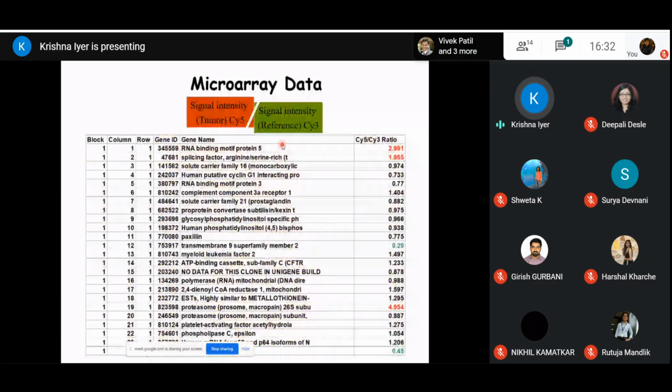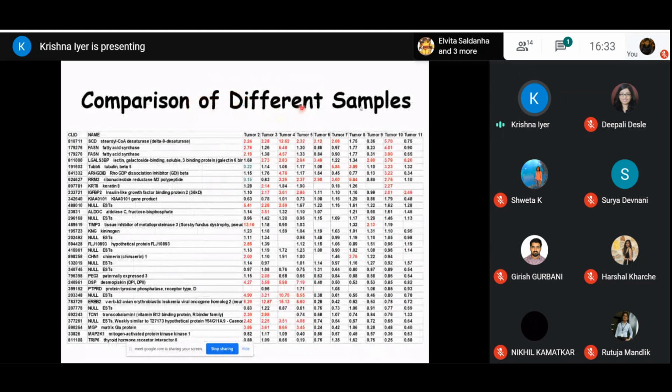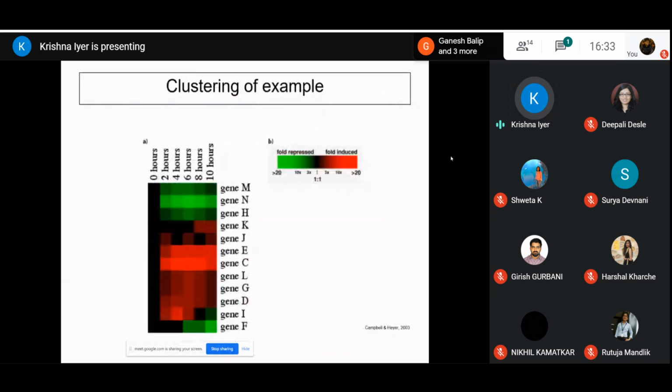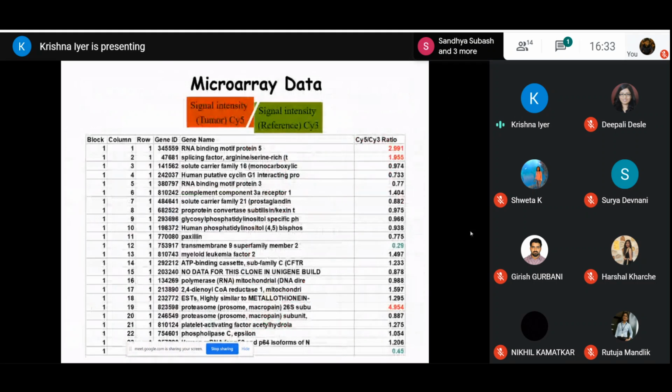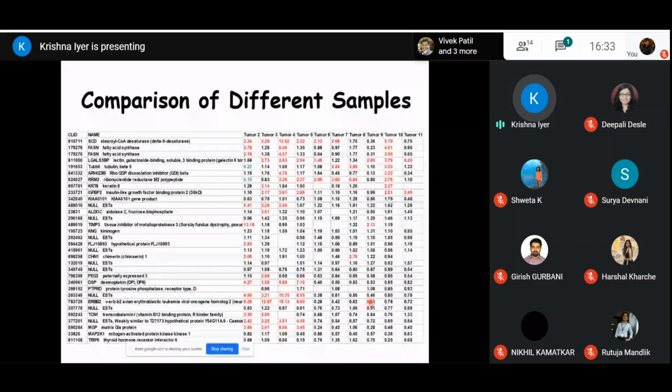So we do that, and then in the end, for all the different genes whose sequences you have put on the array, you get to know the relative rate of expression. If it is red, that means there is induction, in the sense the tumor has more of that gene's mRNA than the reference or the wild type sequence. Where it is the opposite, it is green. That means there is repression. Now, typically these are done by computers.